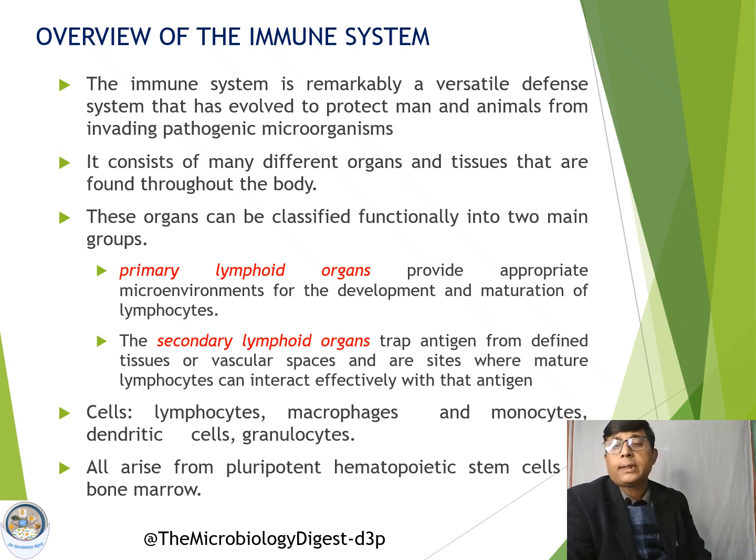Now, second group is the secondary lymphoid organs. In the secondary lymphoid organs, the actual trapping of the antigens or microorganisms takes place, and they are the actual sites where the immune cells interact with the foreign antigen. So these are secondary lymphoid organs. Apart from these organs, there are different types of cells that also take part in the immune response. The different cells we'll be discussing in a different discussion.